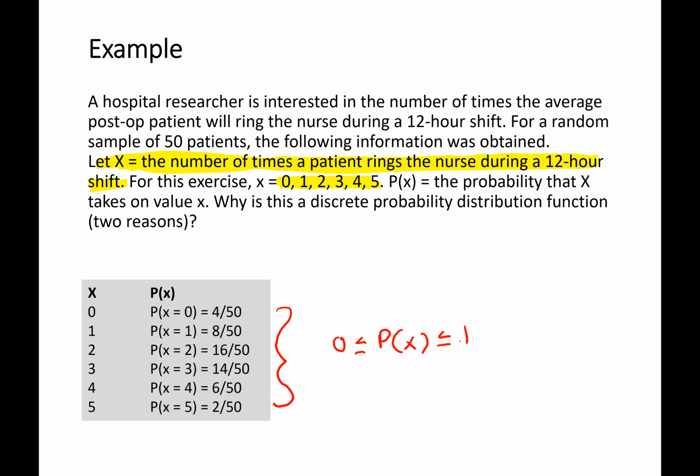What is the other criteria? That the sum of all these probabilities has to equal 1. So what do we got? 4 and 8 is 12, 28, 42, 48, 50. 50 over 50. Is that equal to 1? Mm-hmm. So it is a discrete probability distribution because it meets the 2 criteria for that to be true.